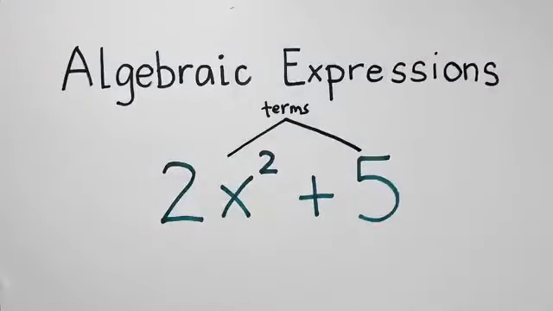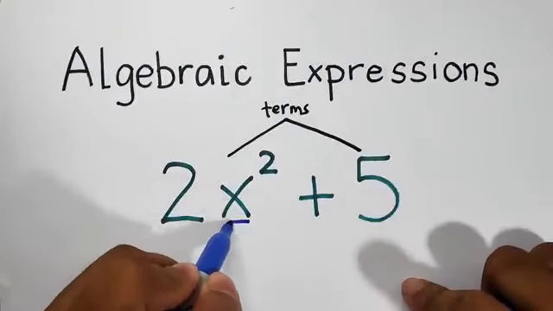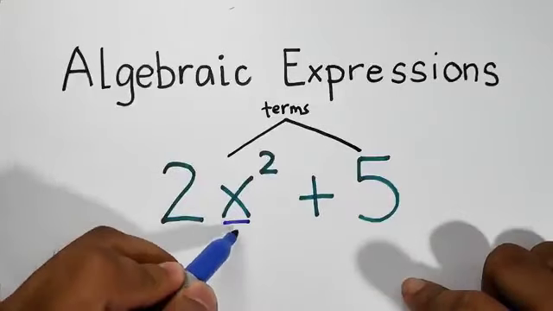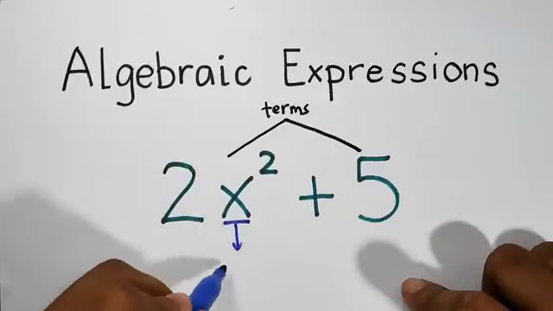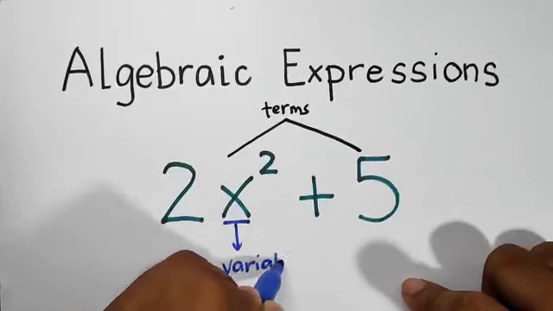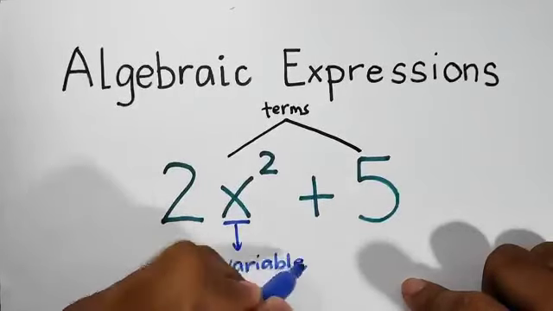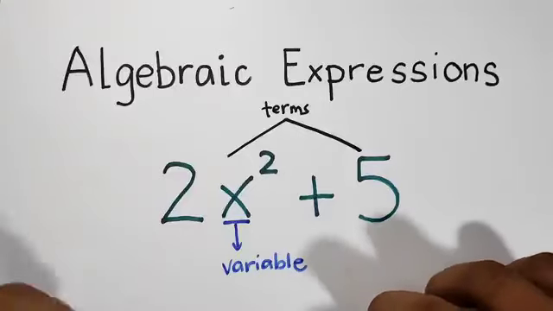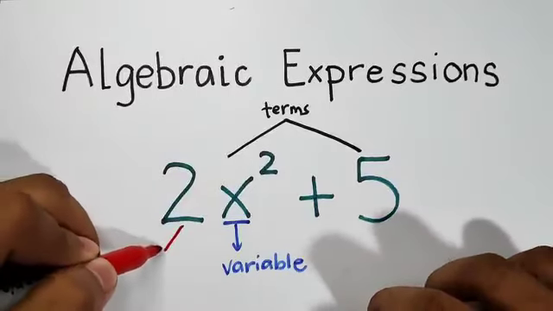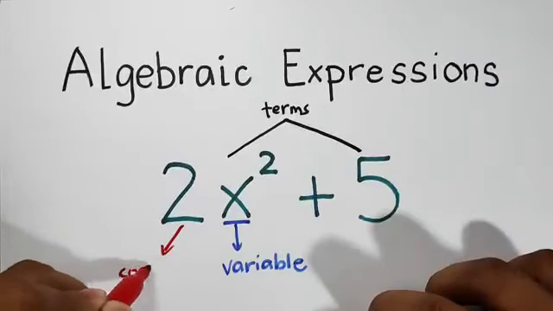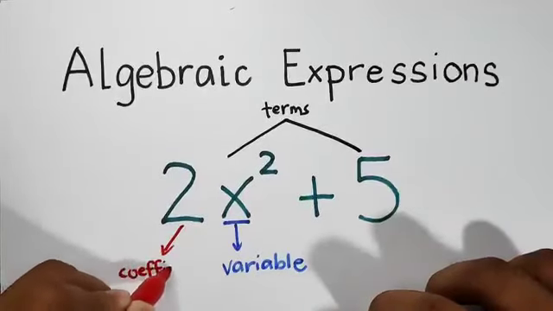Now, aside from the terms, meron pa tayong ibang parts. Basically, meron tayong tinatawag na variable. The variable is the letter or the letters that represents numbers. So this is your variable. The variable is x. Okay? Next, aside from the variable, we also have the coefficient. The coefficient is the number beside any given variable.